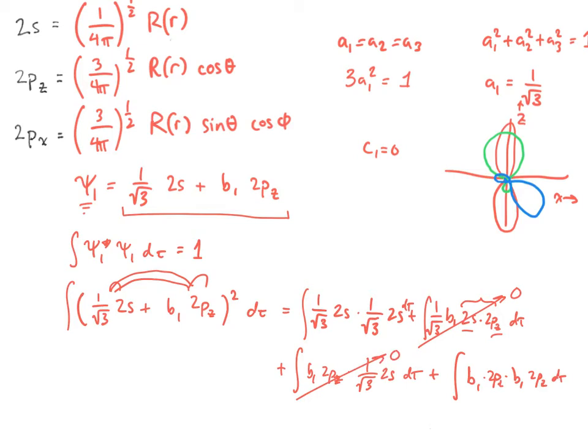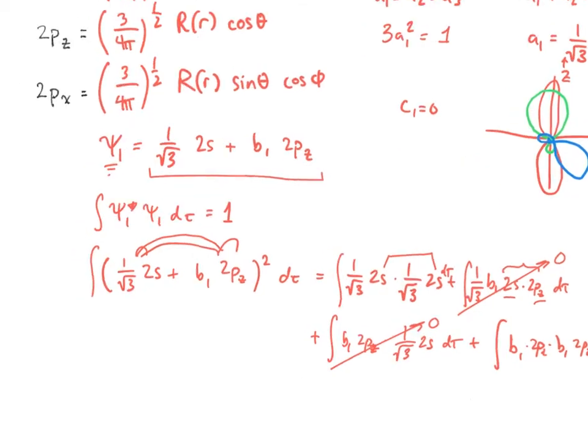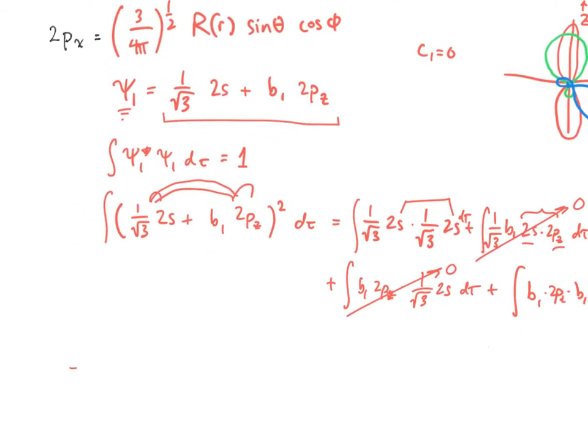Now the next step is to recognize that I've got these two orbitals times each other, the 2s ones, integrated over all of space. That's just going to equal 1. So I'm going to get 1 over square root of 3 times 1 over square root of 3. And that's going to be 1/3, because the 2s orbitals multiplied times each other and integrated over all space equals 1, and I can pull these out of the integral, and so that just becomes 1/3.